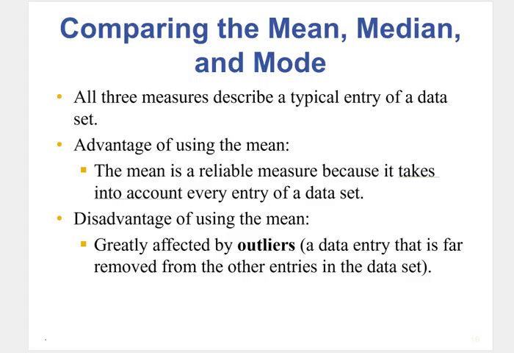But the problem with the mean is that if you have 1 data point that's really, really large or really, really small compared to your other data, it's going to pull your mean towards that. So it's going to skew your mean. So it's great if you have a lot of data that's clumped together and you don't have any outliers.